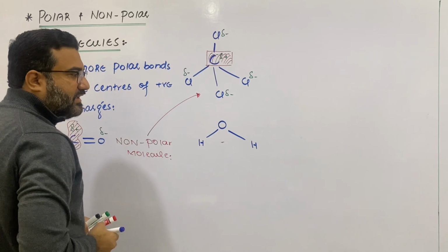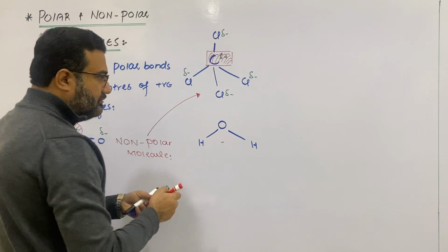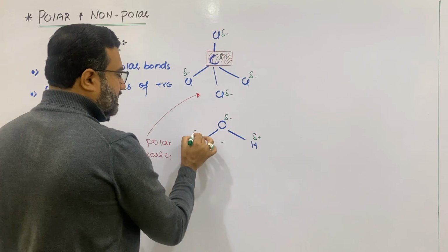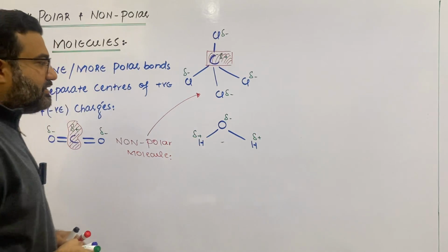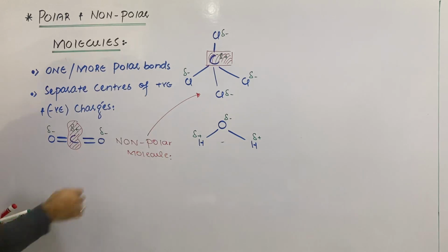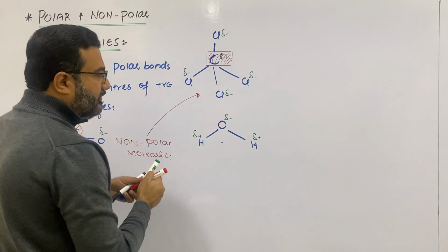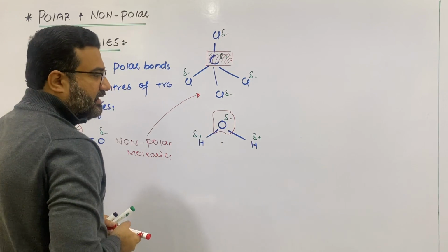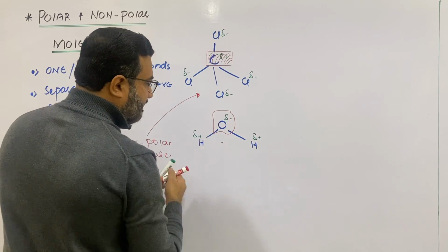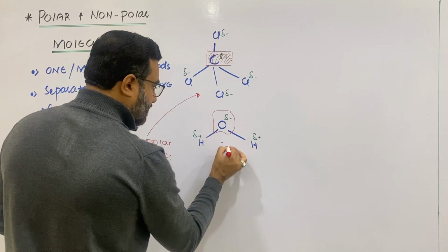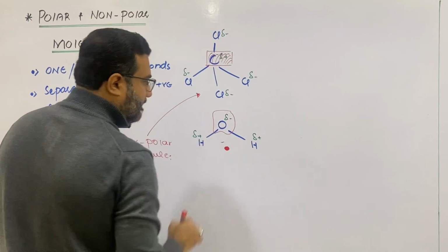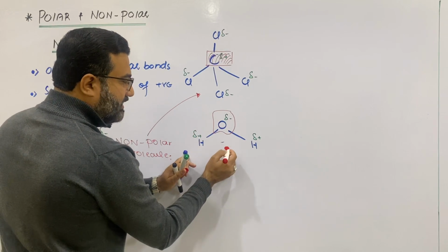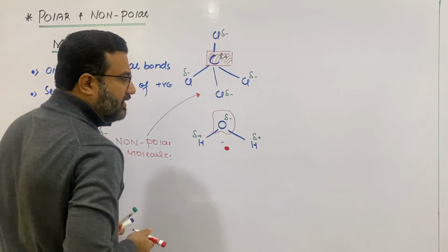Now, my dear students, in case of water, the oxygen is delta negative and both hydrogens, being less electronegative, will be delta positive. So, the first condition is fulfilled because it has two polar bonds. Now, the center for the negative charge will be this oxygen, and the center of these two positive charges will lie somewhere like this. So the center of negative charge is oxygen and the center of these positive charges will be in between these two hydrogen atoms.